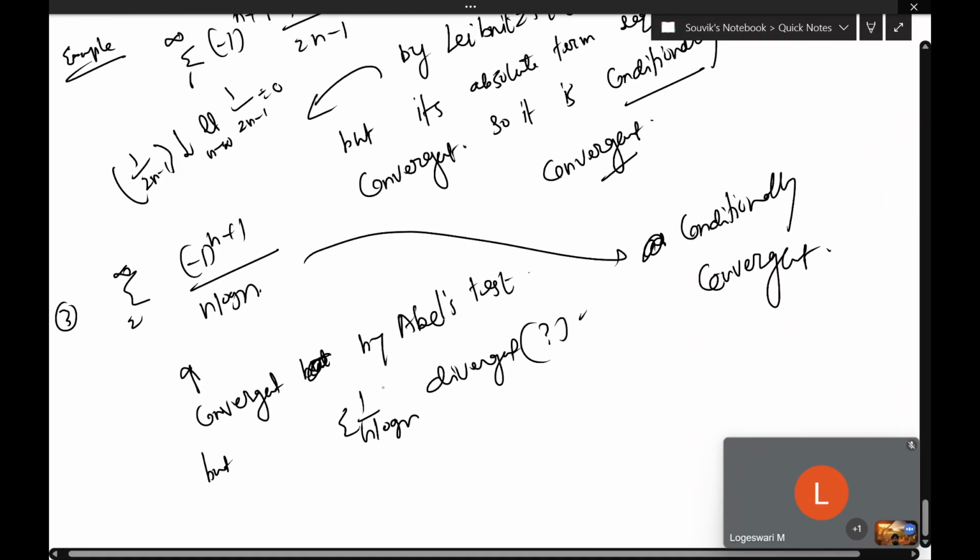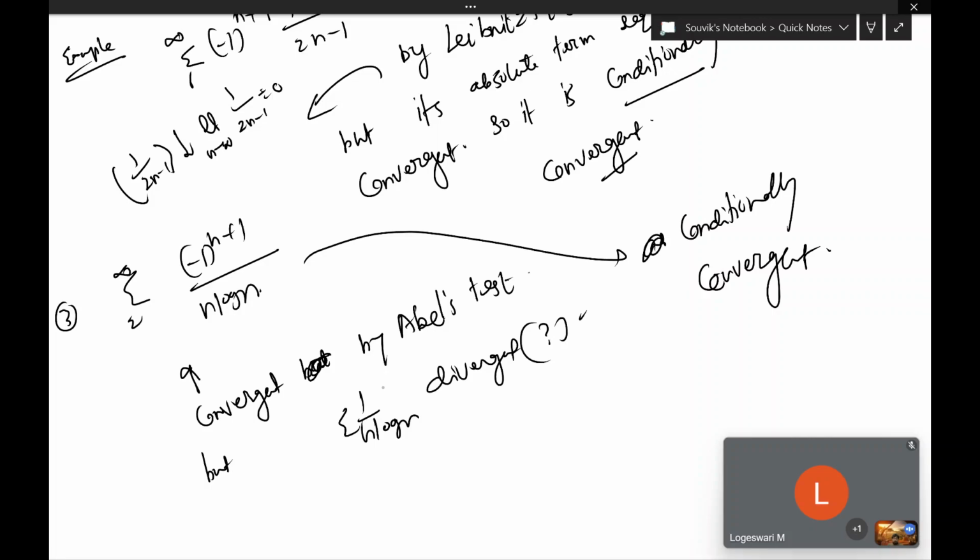So let's take the last example: summation 2 to infinity of minus 1 to the power n plus 1 by n log n. This is convergent by Abel's test. But the summation 1 by n log n is divergent. Why? Because 1 by n log n is greater than 1 by n. So this is divergent, and this series is conditionally convergent.